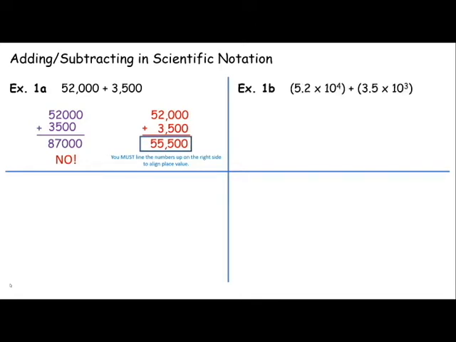Take, for example, 5.2 times 10 to the fourth and 3.5 times 10 to the third. If you are extra observant, you might have noticed that this is the same thing as 52,000. And this is the same as 3,500. So I'm actually adding the exact same numbers, but I'm doing it in a different form.